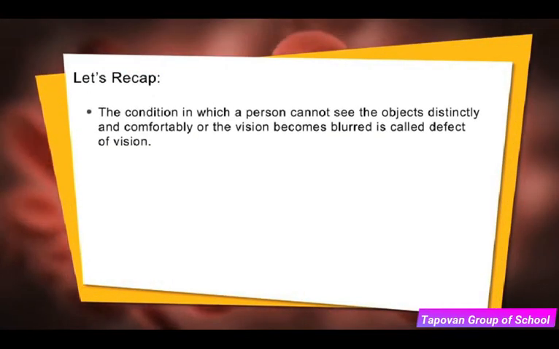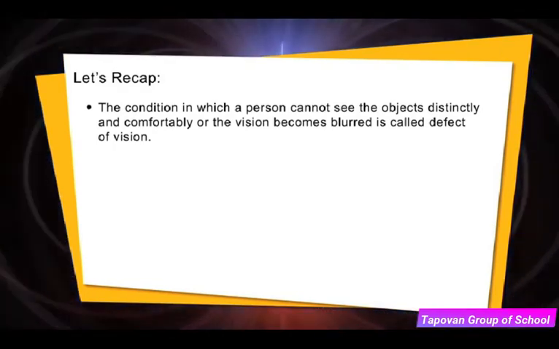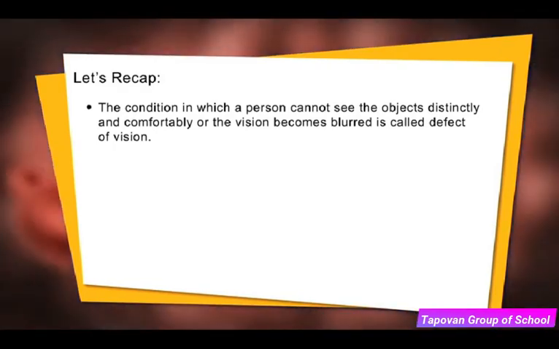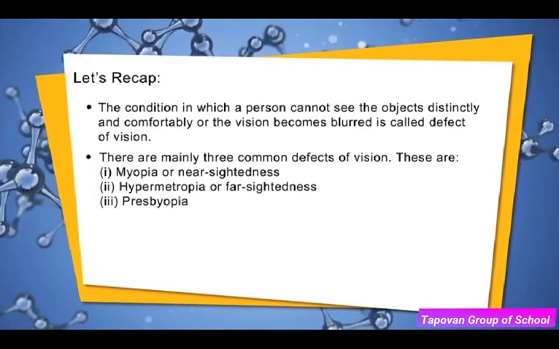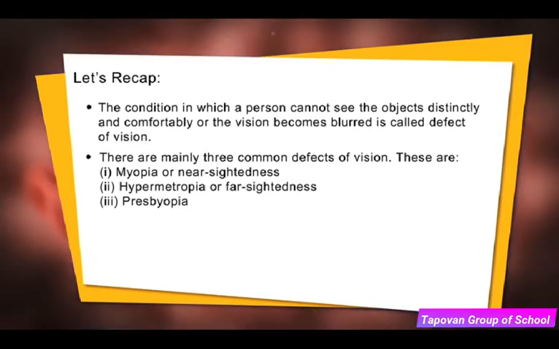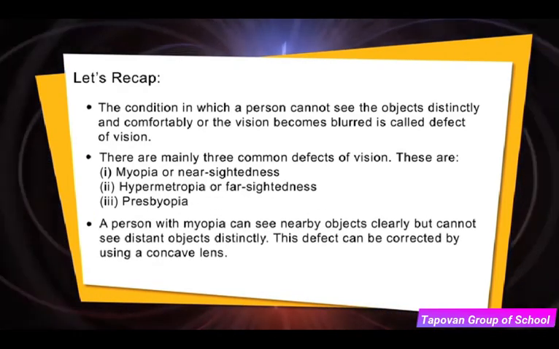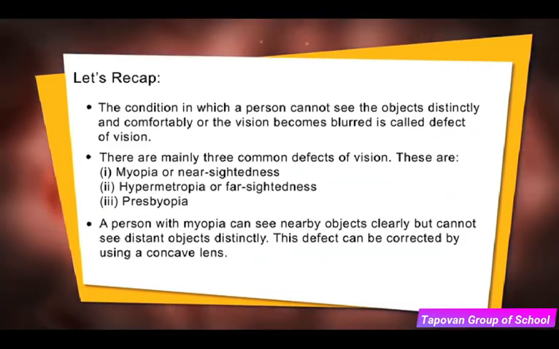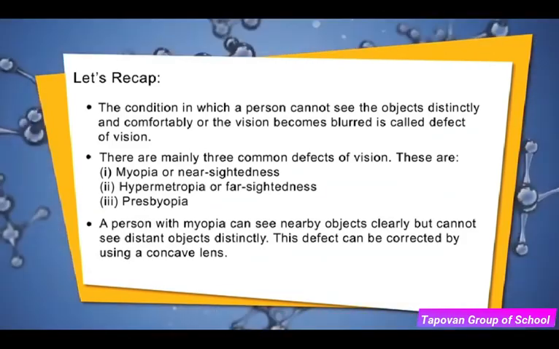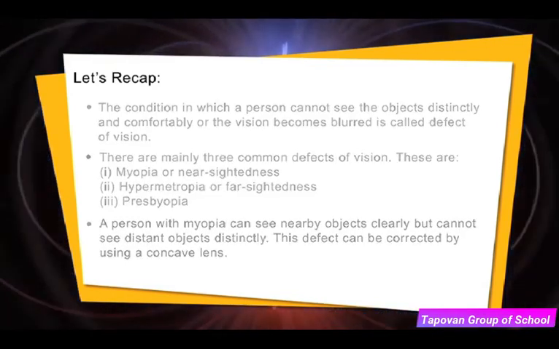Let's recap. The condition in which a person cannot see the objects distinctly and comfortably, or the vision becomes blurred, is called defect of vision. There are mainly three common defects of vision. These are myopia or nearsightedness, hypermetropia or farsightedness, and presbyopia. A person with myopia can see nearby objects clearly, but cannot see distant objects distinctly. This defect can be corrected by using a concave lens.